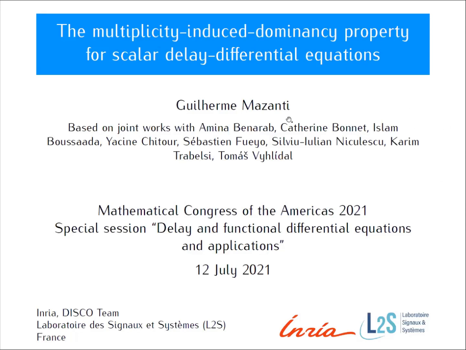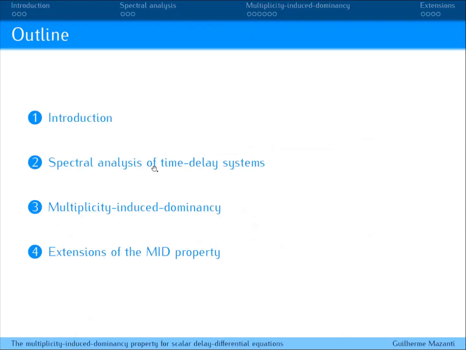This talk is based on a series of joint works with a few collaborators, whose list is given here. I'm going to start with an introduction, just introducing the problem. It's a problem on linear time delay systems, and contrary to many other talks from today, I'm going to study it from a spectral point of view. So I'm going to recall the main facts of the spectral analysis of time delay systems that are interesting to me before getting to the kernel of my talk, which is this interesting property called multiplicity-induced-dominancy, with extensions of this property.